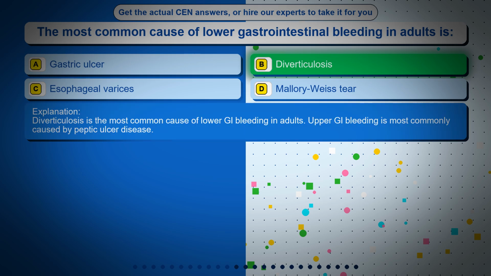Diverticulosis is the most common cause of lower GI bleeding in adults. Upper GI bleeding is most commonly caused by peptic ulcer disease.